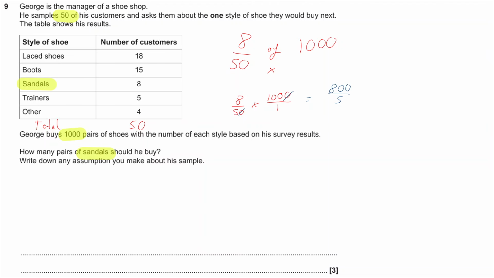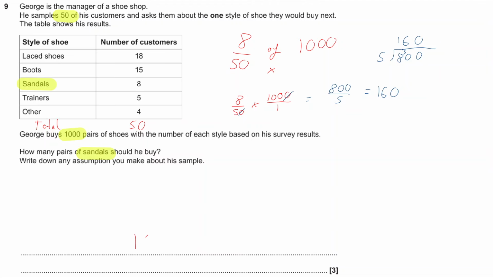And here you could just use a bit of bus stop. You're saying how many 5s go into 800. 5 into 8 goes once, remainder 3. 5 into 30 goes 6 times. 5 into 0 goes 0 times. So it is equal to 160. So we should buy 160 pairs of sandals.